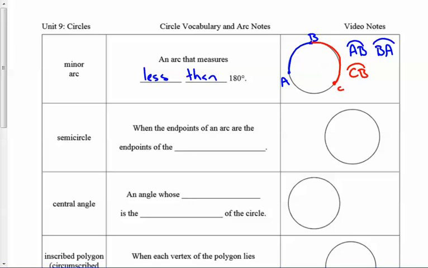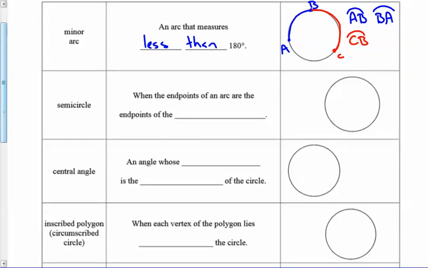Okay, so last thing here is what we call a semicircle. A semicircle is when the endpoints of an arc are the endpoints of the diameter. A semicircle really is half a circle, right? So there's my diameter going through the center C. Here's A, here's B.